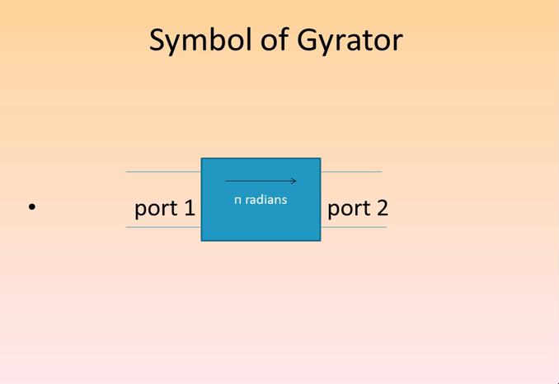This is the symbol of the Gyrator. As you can see, it is a two-port device that has a relative phase difference of 180 degrees for the transmission from port 1 to port 2, and no phase shift, that is, a zero phase shift, for the transmission from port 2 to port 1.